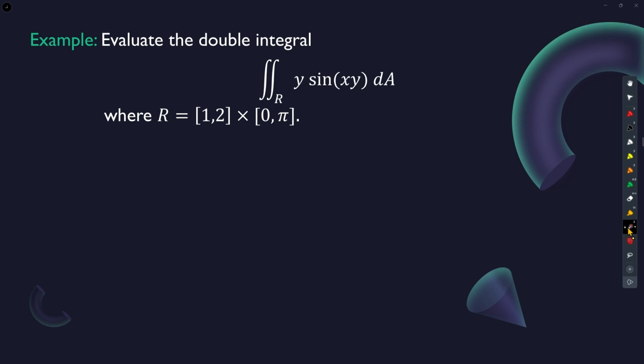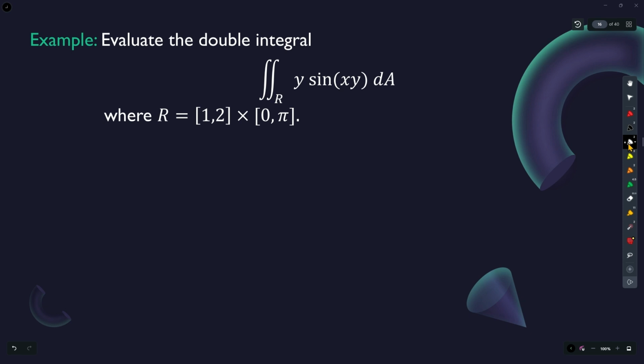Let's see another example of an application of Fubini's theorem where it is actually going to really matter how we choose the order of integration. This function, y times sine of x times y, is continuous. Sine is continuous, so this is continuous, the product times y is continuous, so Fubini's theorem is going to apply.